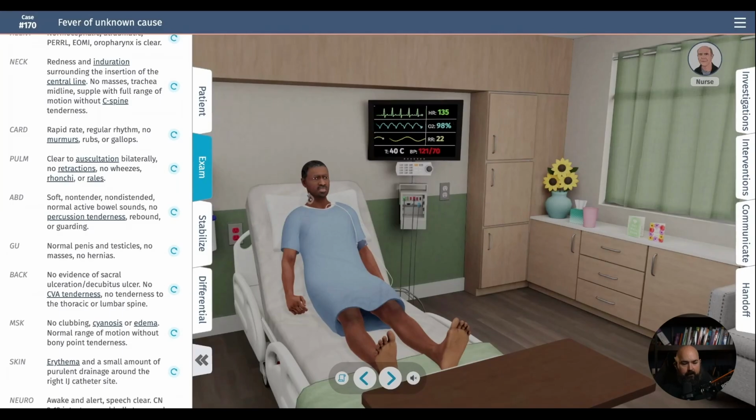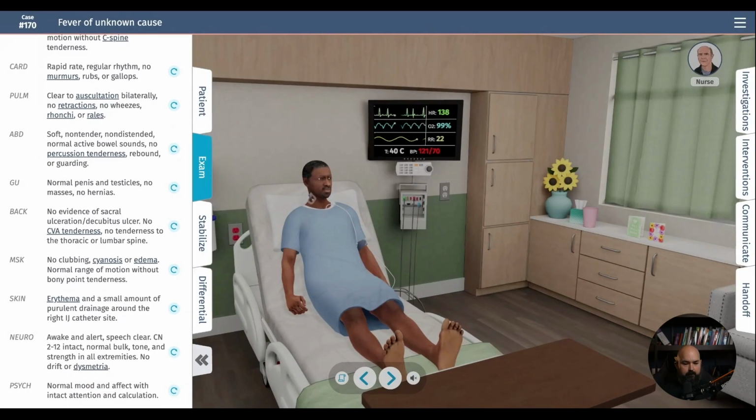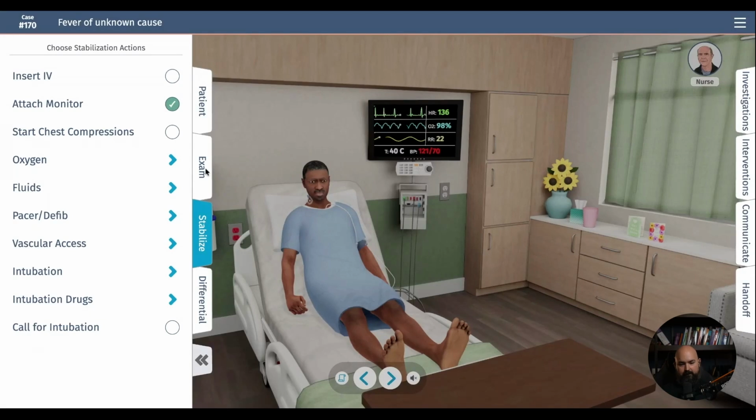Cardiovascular exam is clear. Pulmonary exam is clear. Skin, erythema, and a small amount of purulent drainage around the right IJ catheter site. So that's it. Yeah, this is a central line infection.